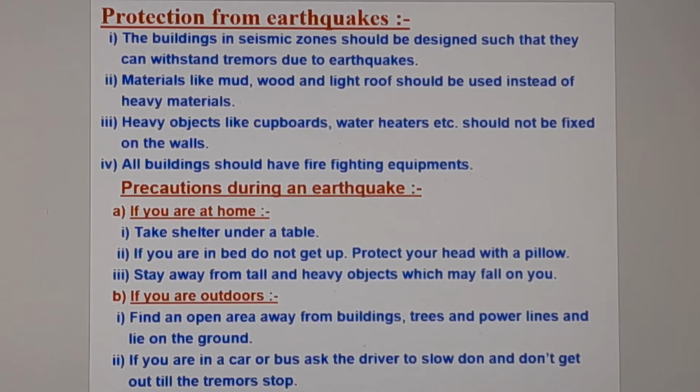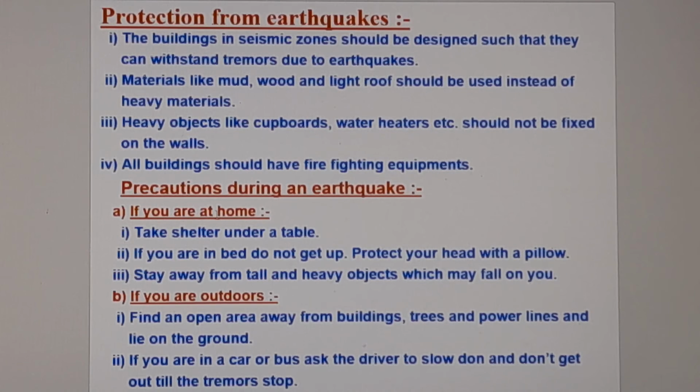Materials like mud, wood, and light roofs should also be used instead of heavy materials, because once heavy materials collapse, they cause great destruction and unnecessary waste of money in making the structure again. Heavy objects like cupboards and water heaters should not be fixed on the walls, because anytime there is a chance of falling and causing damage. All buildings should have firefighting equipment for sure.